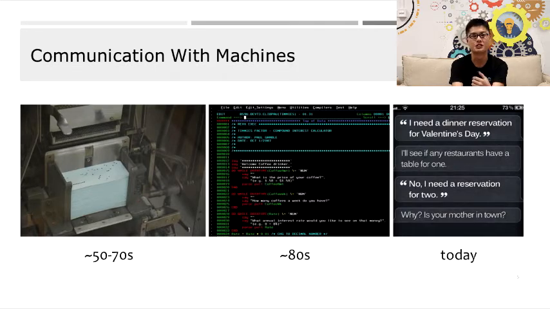But today, the situation is much different. If you say, I need a dinner reservation for Valentine's Day, your digital assistant will search any restaurant that has a table for one or not. These digital assistants are called conversational agents.